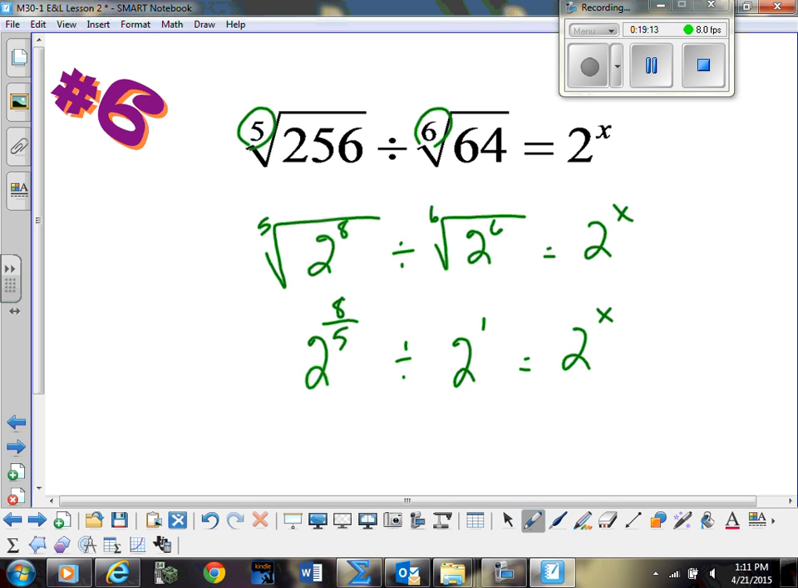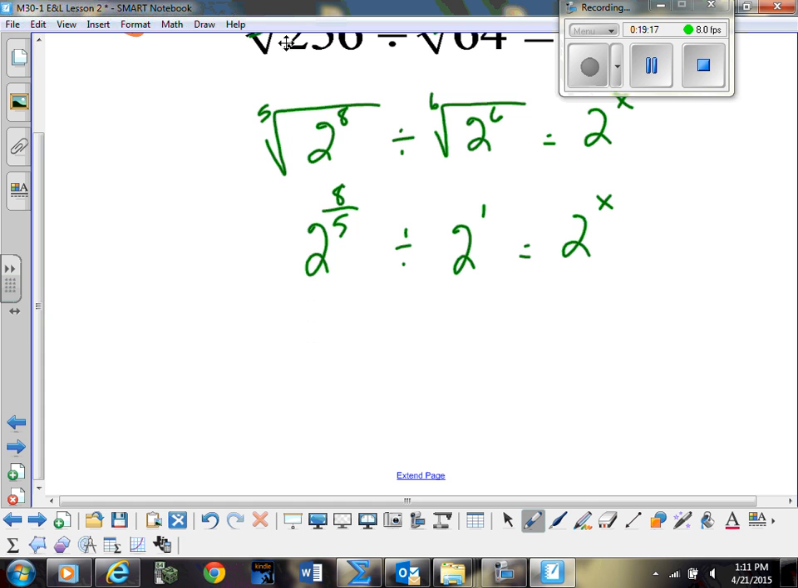All right, we can't drop the base at this point. We need to, again, use our laws of exponents. Dividing with a common base means subtract your exponents. So we can write this as a single exponent, and what we're going to do is 8 over 5 minus 1. And when I subtract 1, that's the same as subtracting 5 over 5. 8 minus 5 is 3. So this is equal to 3 over 5.